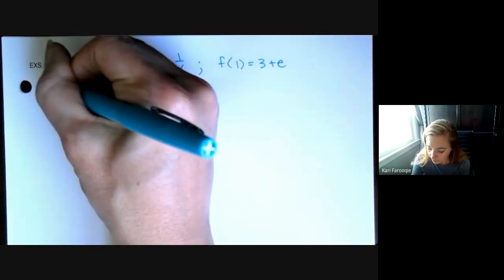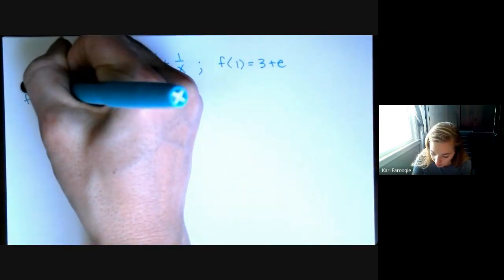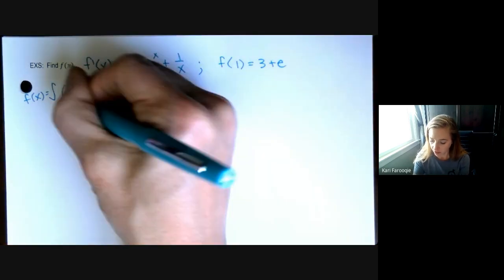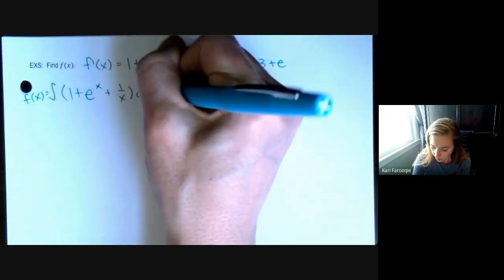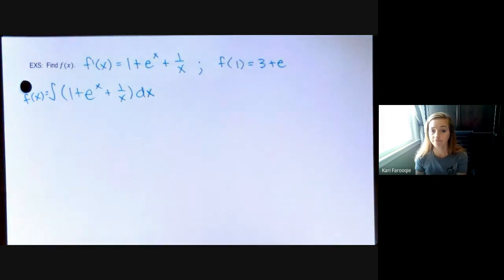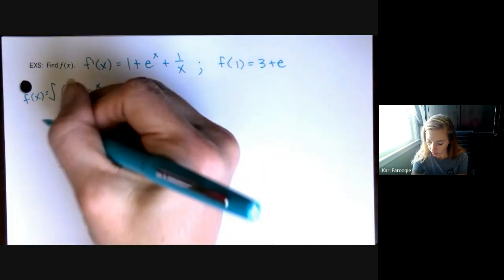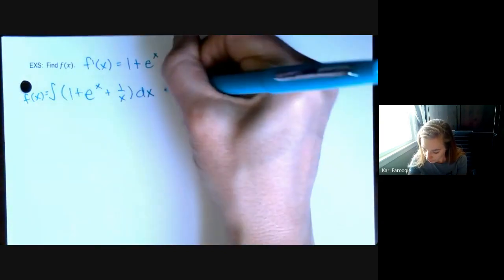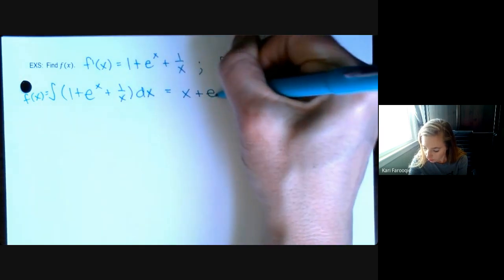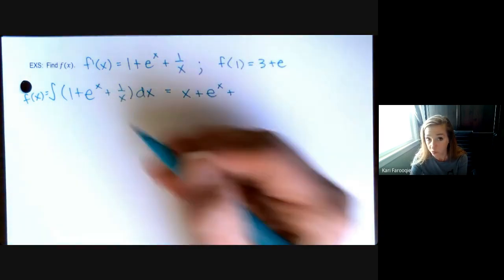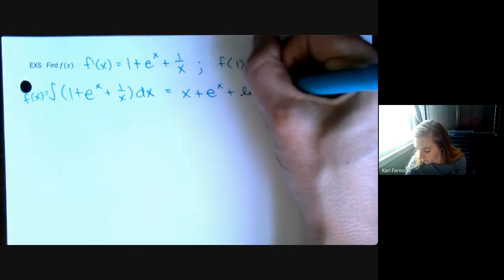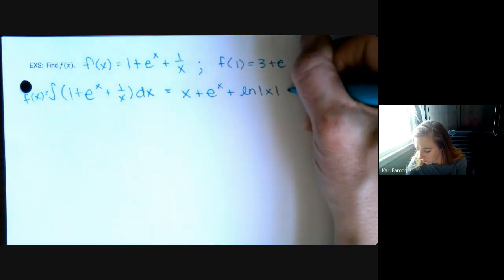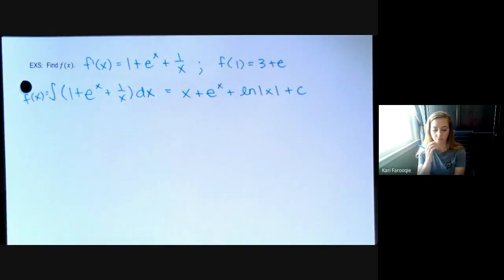Let's go. All right, so f of x is equal to the antiderivative of 1 plus e to the x plus 1 over x dx. When I integrate this, I get x plus e to the x plus, and remember this was that special case where you have x to the n, where n is -1. So this is our natural log of the absolute value of x plus c. This is your general solution.